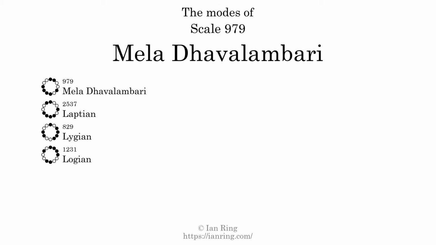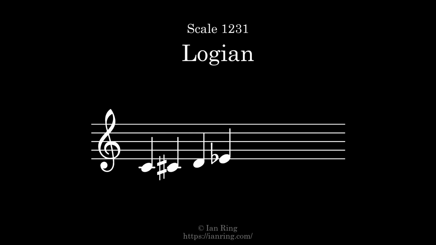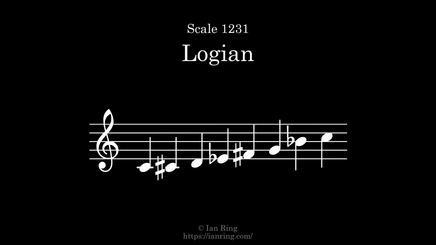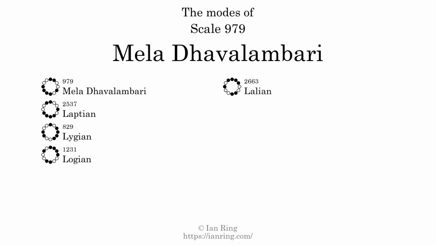The fourth mode is scale 1231, also known as Logian. It sounds like this. The fifth mode is scale 2663, also known as Lalian. It sounds like this.